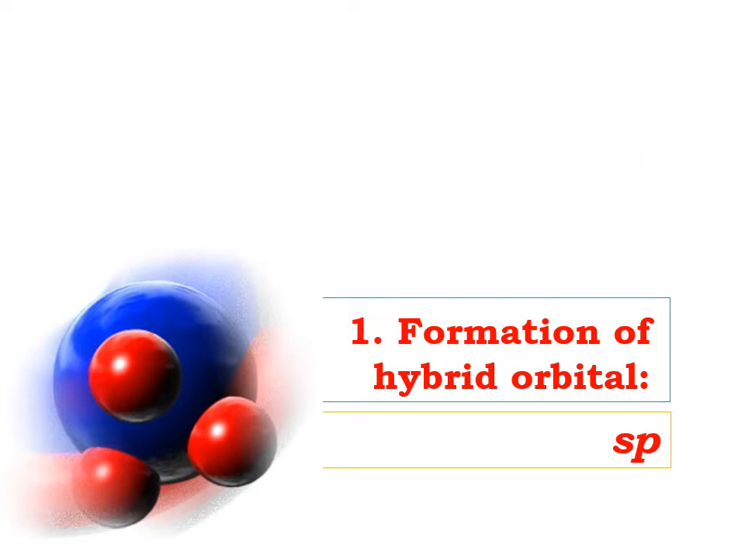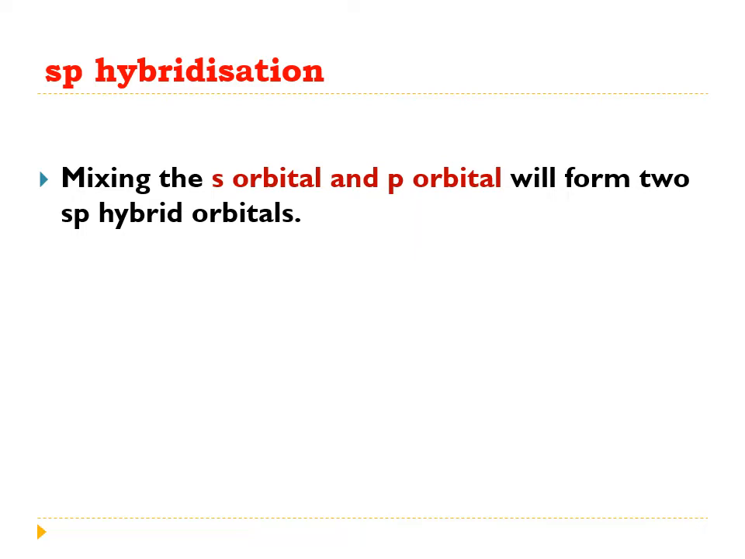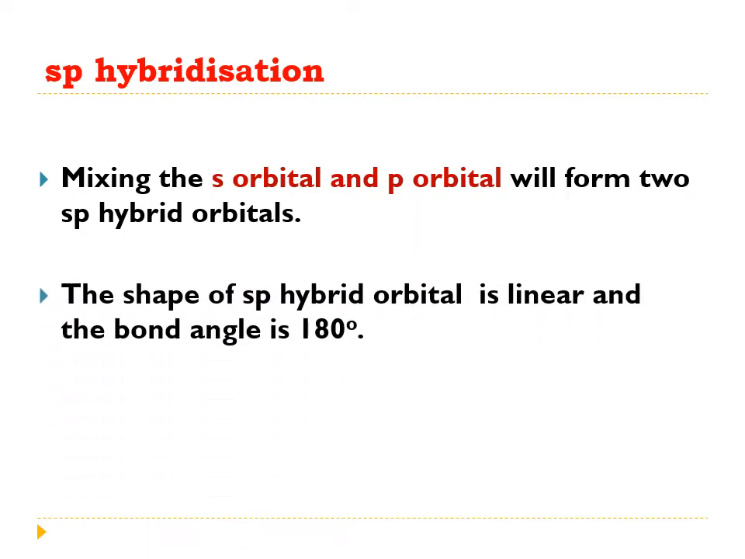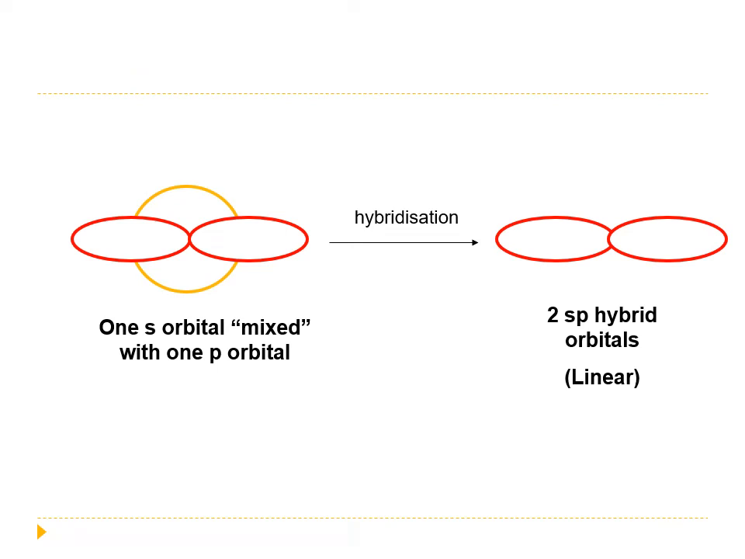Let's learn the first one, formation of hybrid orbital sp. Sp orbital is formed when we mix the s orbital and p orbital. It will formulate 2 sp hybrid orbitals. The shape of the sp hybrid orbital is linear and the bond angle is 180 degrees. So you can see here, if we mix one s and one p, it will become 2 sp hybrid orbitals. This is special for a central atom.